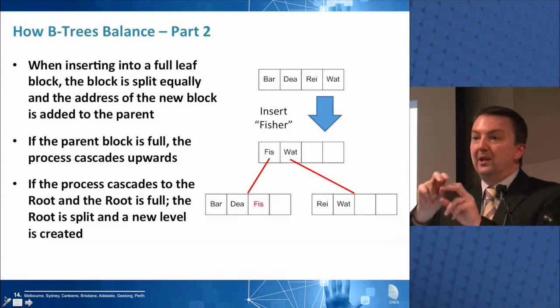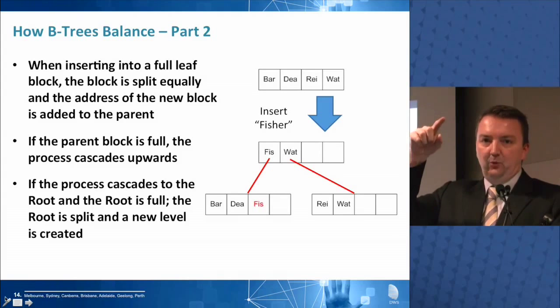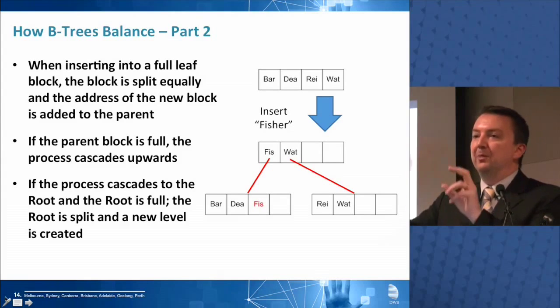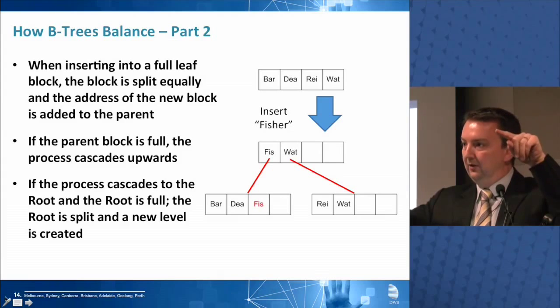What we do is we split it, leave it at level 4, and cascade back up to level 3. Oh crap, no room there. Split that, cascade up to level 2. No room there. Split it, cascade up to level 1, which is the root. No room there. So we split that, create a new root, with 2 addresses in it pointing to the old block and the block that we split.